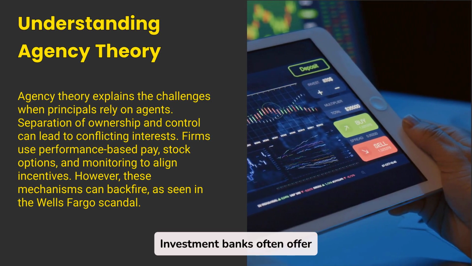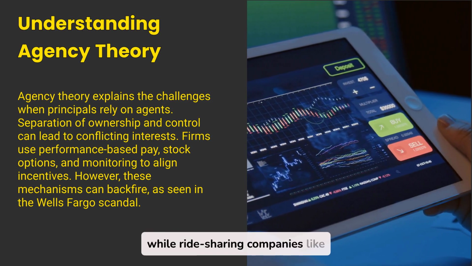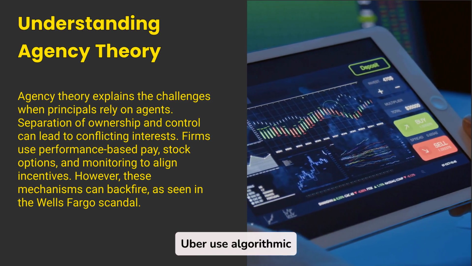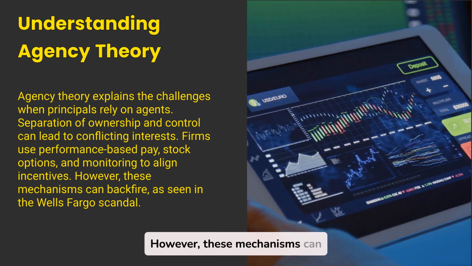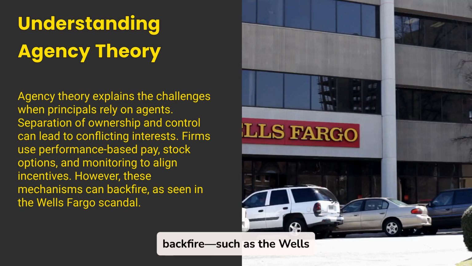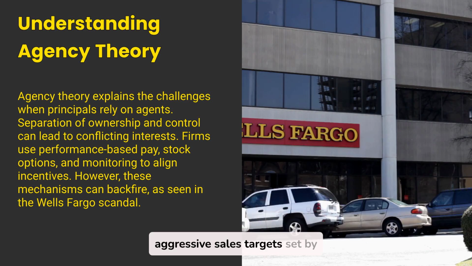Investment banks often offer large bonuses tied to deal flow or profits, while ride-sharing companies like Uber use algorithmic performance metrics to evaluate drivers. However, these mechanisms can backfire, such as the Wells Fargo scandal, where employees opened fake accounts to meet aggressive sales targets set by incentive systems.